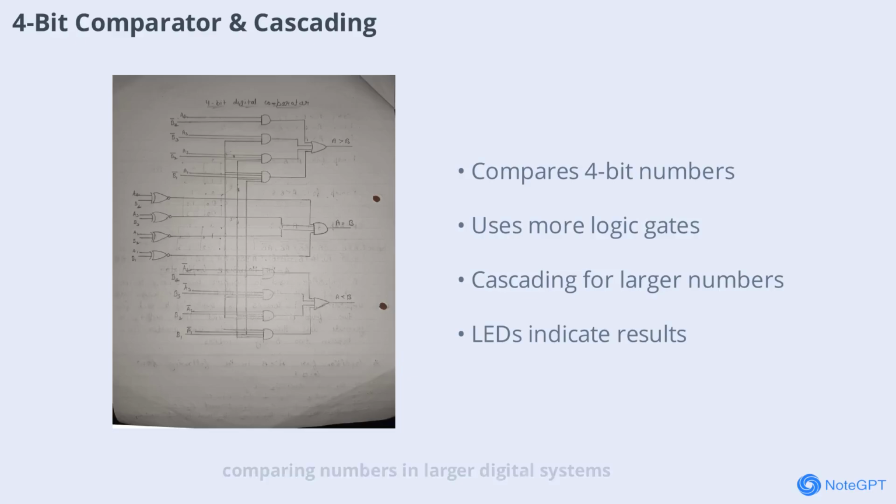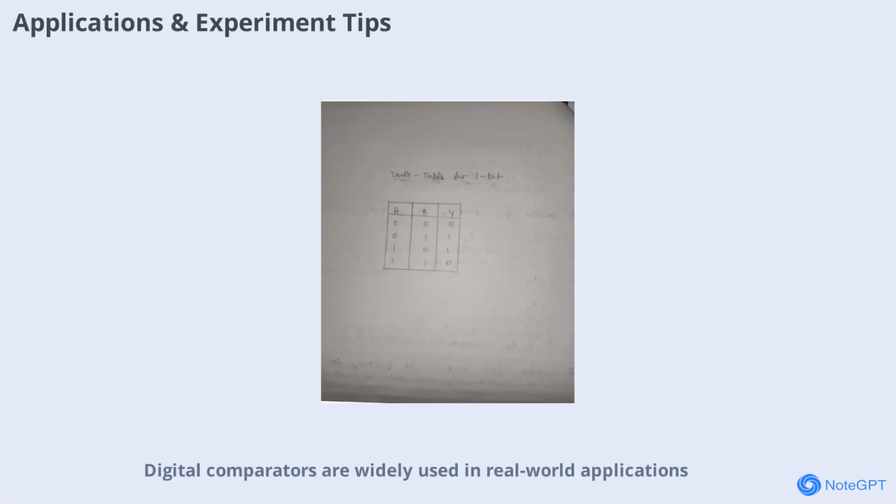Cascading comparators is essential for comparing numbers in larger digital systems, making this experiment a stepping stone to understanding more advanced digital logic. Digital comparators are widely used in real-world applications. They're found in CPUs, microcontrollers, process controllers, and even in security systems like password verification and biometric checks.